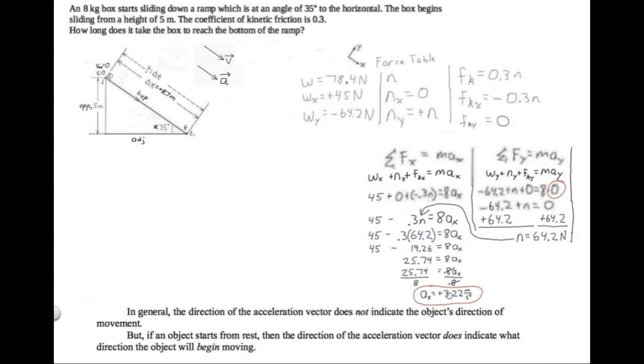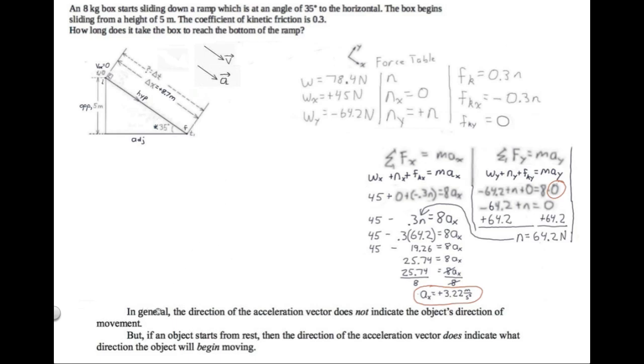Let's check whether our result for a sub x makes sense. Our result for a sub x is positive. Our positive x direction is parallel to and down the ramp. So a sub x points parallel to and down the ramp. A sub y is 0. So the overall acceleration points in the same direction as a sub x, parallel to and down the ramp. Does it make sense that the acceleration points down the ramp?